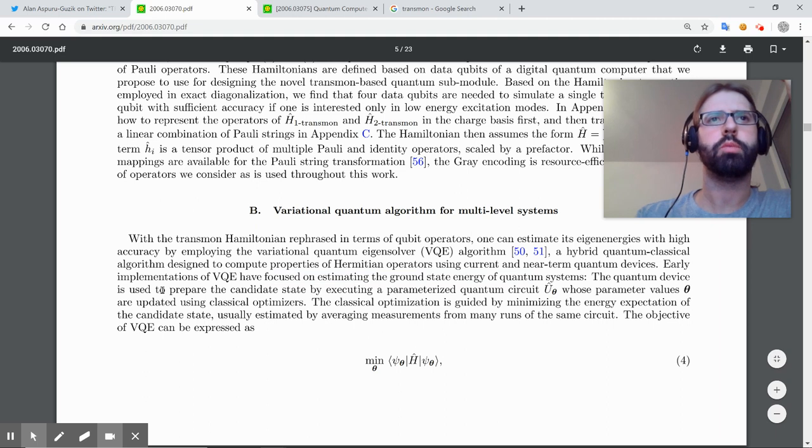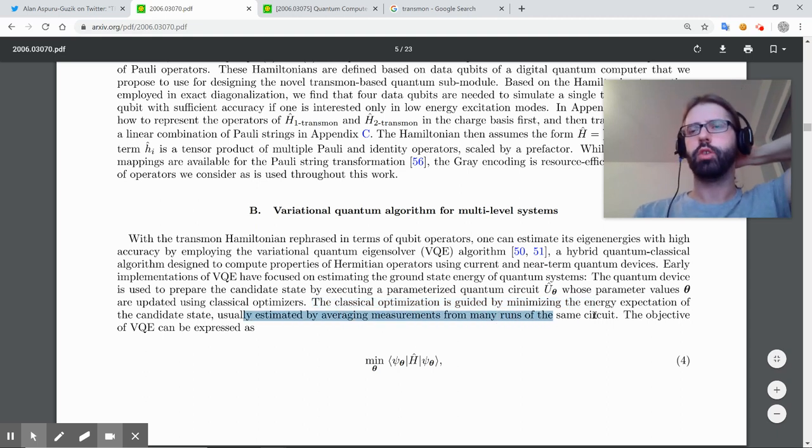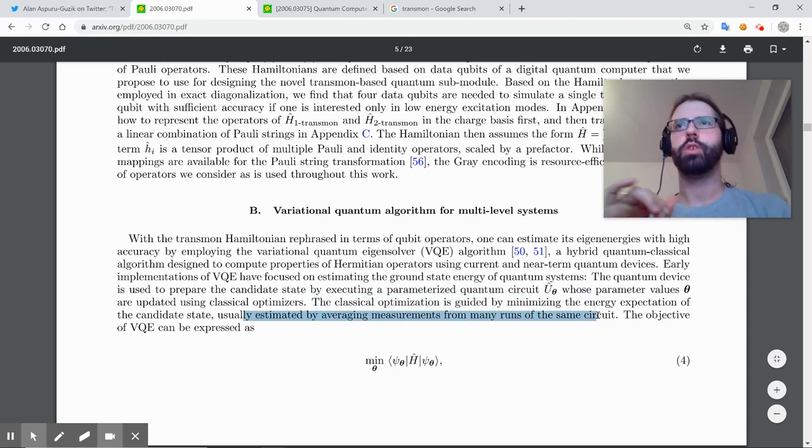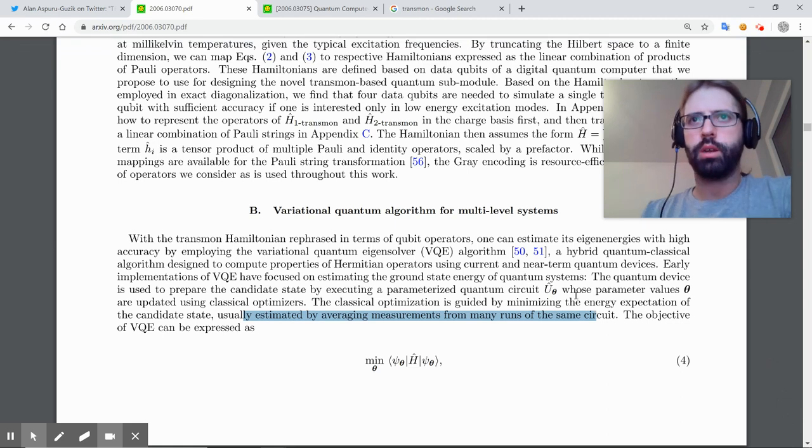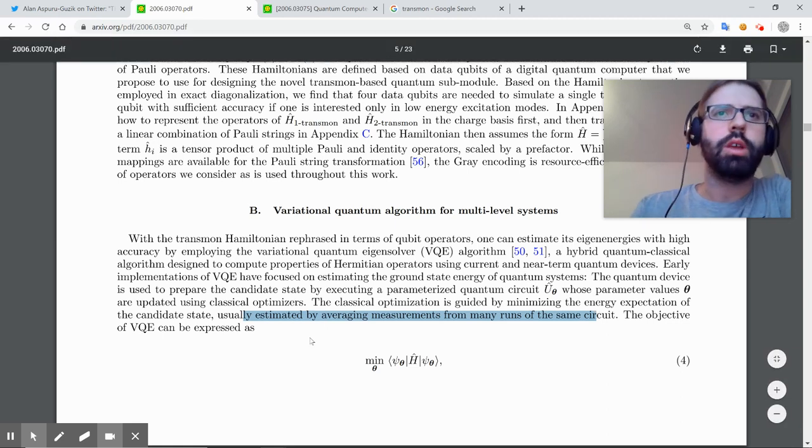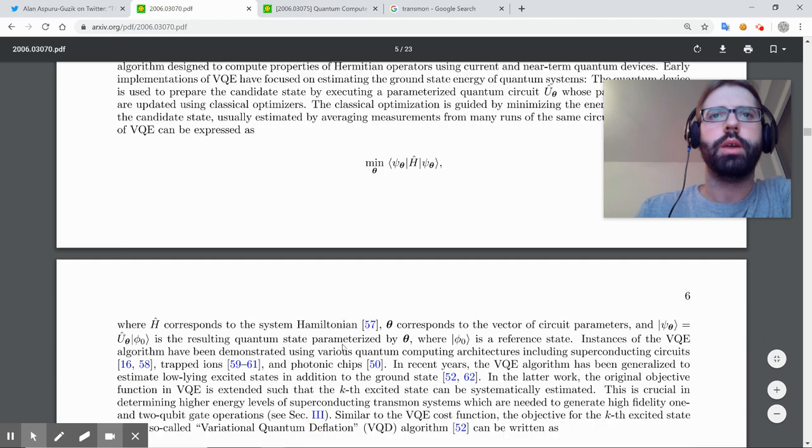The quantum device is used to prepare a candidate state by executing a parameterized quantum circuit whose parameter values are updated using classical optimizers. We know that. The classical optimization is guided by minimizing the energy expectation, usually estimated by averaging measurements from many runs of the same circuit. That's probably the best definition of what VQE is in just about 6 or 7 lines. The objective of VQE can be expressed as this. Okay.